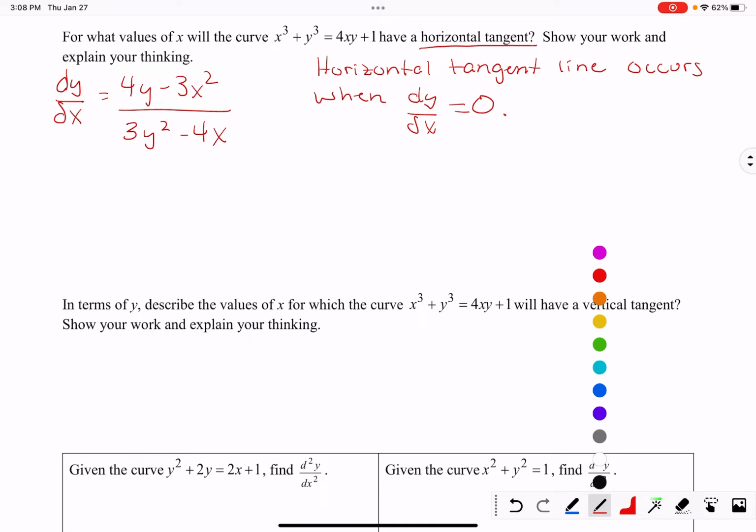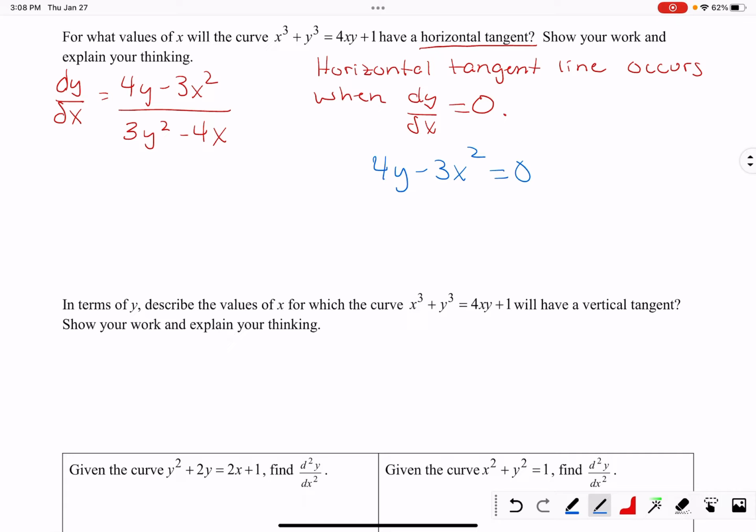So we're going to say 4y minus 3x squared is equal to 0. All right. Now, earlier in the year, you would have had this derivative, and it would have all been in terms of x. So you would have been able to solve it for x or factor it, use a calculator, but essentially we're trying to find the x values, right? That's what we've always been trying to do.